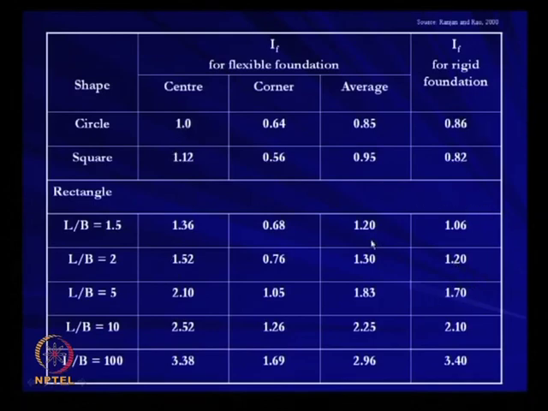So, when we calculate the settlement for the rigid type of foundation, one option is that we can directly use the influence factor for the rigid foundation, whether L by B is a different value, or square, or circle, or a raft foundation. Or it is better to calculate the influence factor for the flexible foundation at the center, then multiply it by 0.8, then we will get the settlement of the rigid foundation.